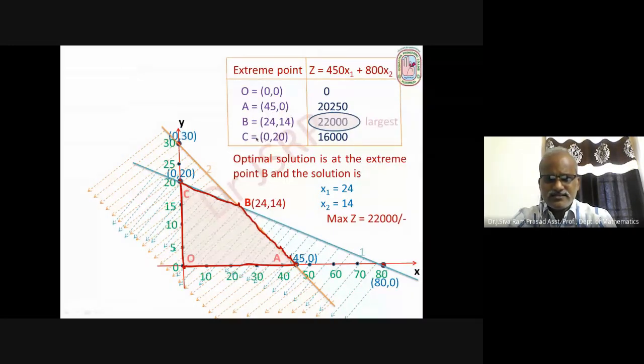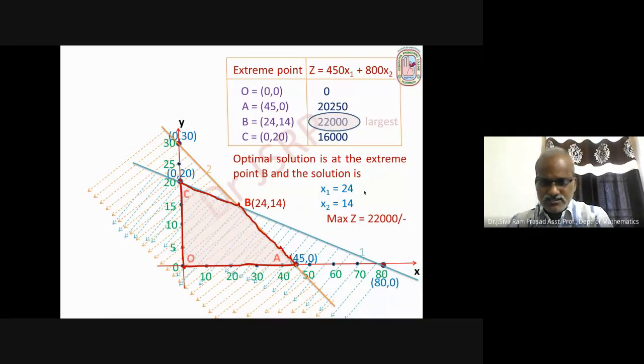And C is 0, 20. That means no chairs, only 20 tables. If the company produces only 20 tables, the profit is 16,000 rupees. So these are the other solutions. By producing 24 chairs and 14 tables, the company gets the maximum profit of 22,000 rupees. So this is the optimal solution. That is the graphical method to solve a linear programming problem.